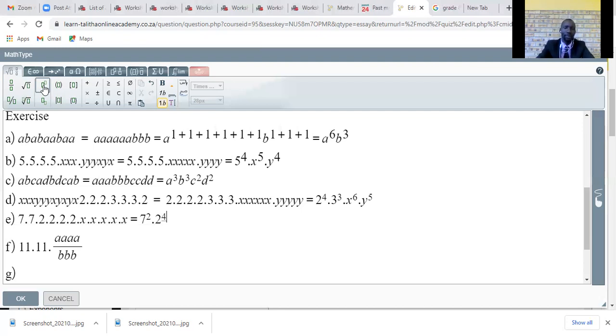What else do we have? X. Let's count 1, 2, 3, 4, 5. X has got how many appearances? Well, X has got 5 appearances. Yes, that's how we would do F. Now, next.